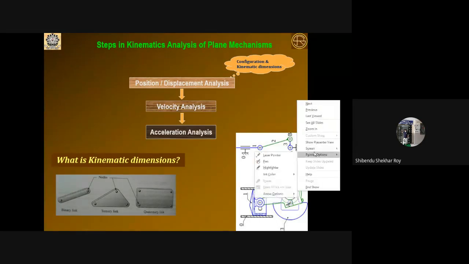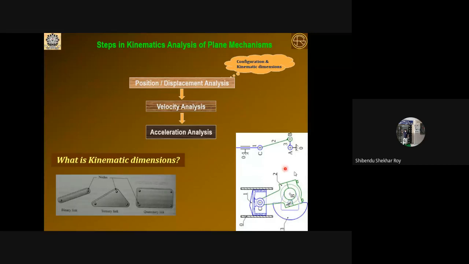In the case of your slider crank mechanism, the actual slider crank mechanism used in the IC engine looks like this one, but it is a kinematic diagram represented by kinematic notations where node to node distance is important. If it's a binary link, the distance from the center of one motion axis to the center of the other motion axis of the link is basically the node to node distance, and that dimension is known as the kinematic dimension in the case of a binary link. So the joint center to joint center distance is known as the kinematic dimension, and that dimension is sufficient for kinematic analysis.